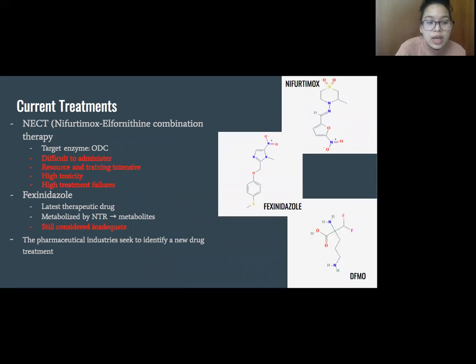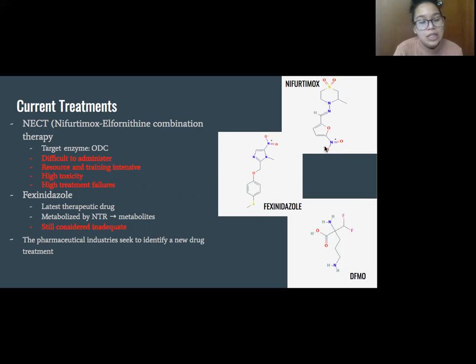So I wanted to look more into the current treatments for HAT, and I noticed that they have two. NECT, nifurtimox-eflornithine combination therapy, where DFMO, or eflornithine, targets the ODC enzyme in the polyamine biosynthesis pathway, acting as a suicide inhibitor. And nifurtimox is not really well studied. It's still currently being studied, but we know that it involves DNA damage and lipid peroxidation.